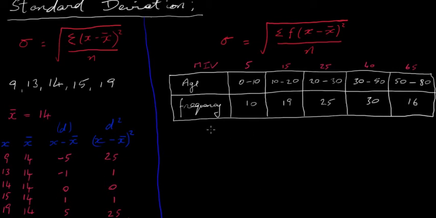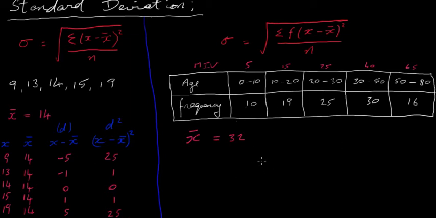Anyway, we've got to work out first our x bar. Now, our x bar is, when you work it out, 32. Okay. Now, I've done that in a previous video, so if you need to find out how to work that out, just have a look at that. Basically, we multiply 5 by 10, 15 by 19, 25 by 25, 40 by 30, 65 by 16, add them all up and divide by 100 here. If you add up these frequencies, you get 100.